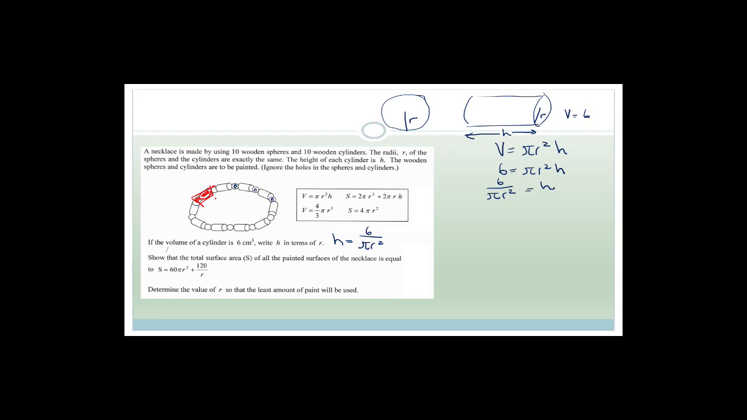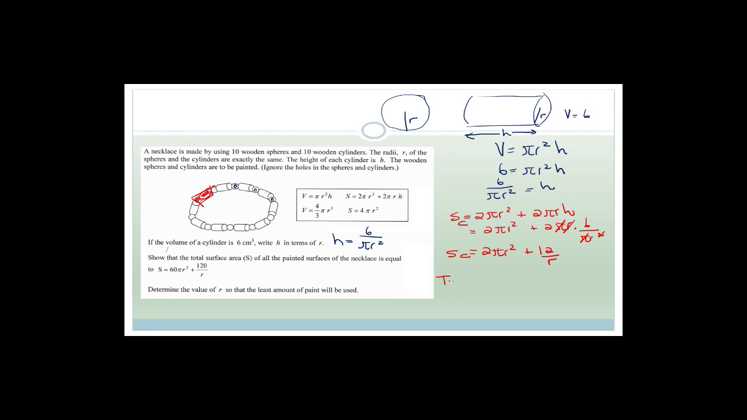So we know that the surface area of the cylinder is S equals 2 pi r squared plus 2 pi r h. And we've just worked out that h is 6 over pi r squared. So therefore, that's 2 pi r squared plus 2 pi r multiplied by 6 over pi r squared. You do agree that the pi's cancel, and that r cancels one of them. So you end up with 2 pi r squared plus 2 times 6, which is 12, over r. So that is the surface area of the cylinder. Now we need the surface area of the sphere, which is just 4 pi r squared.